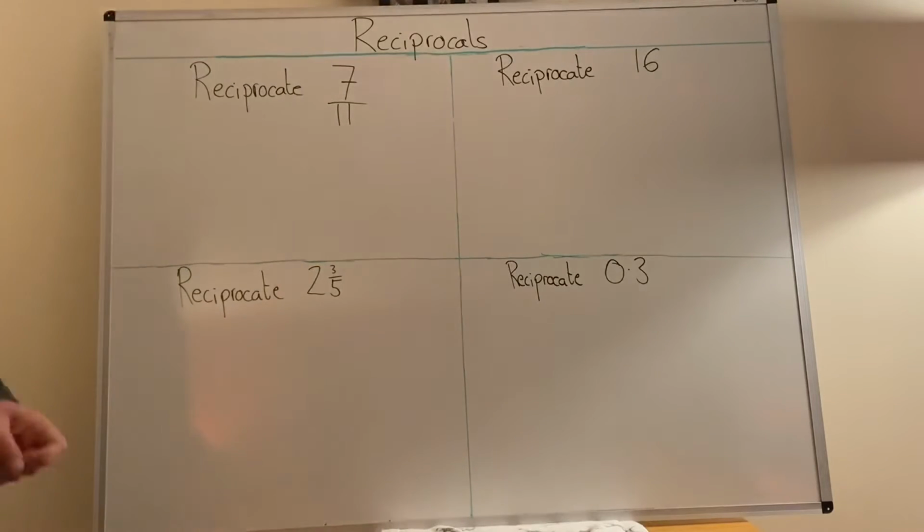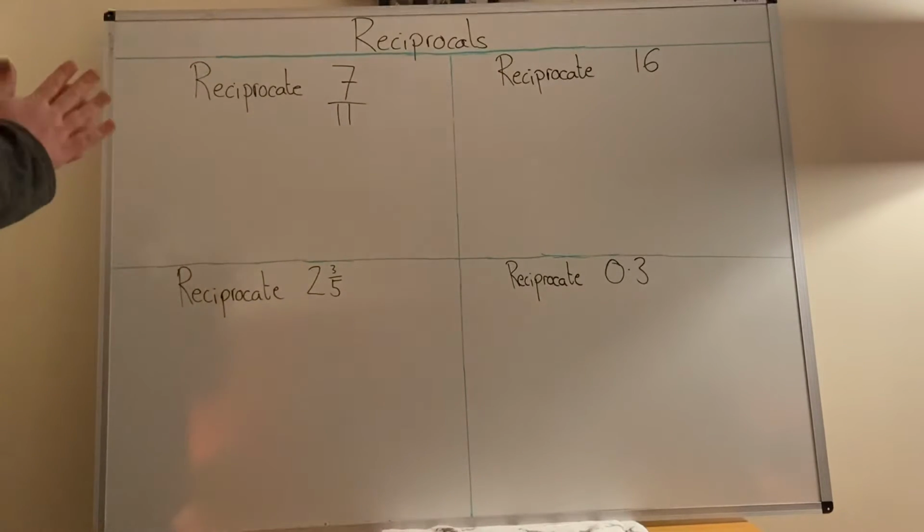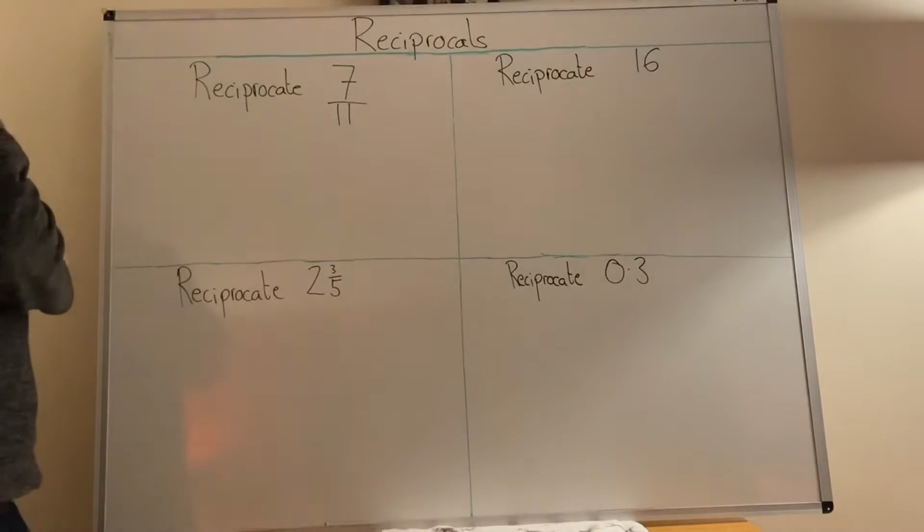Right, welcome back. We are looking at reciprocals today. Nice and simple as long as you pay attention and follow the rules, okay? I've got 4 different questions, 4 different styles of questions they could give you, and we're going to go through each one, okay? So first one, reciprocate 7 over 11.